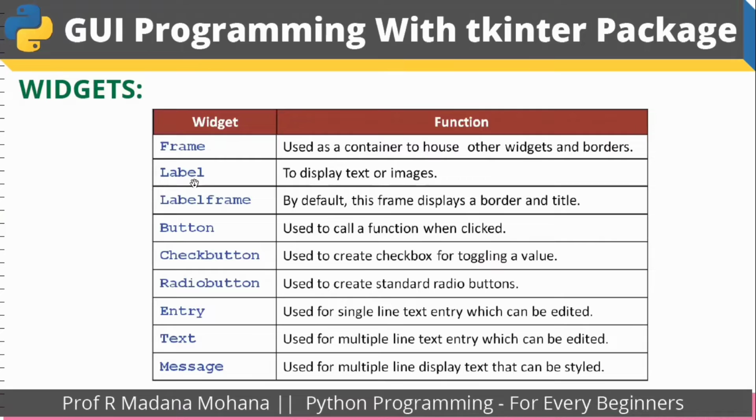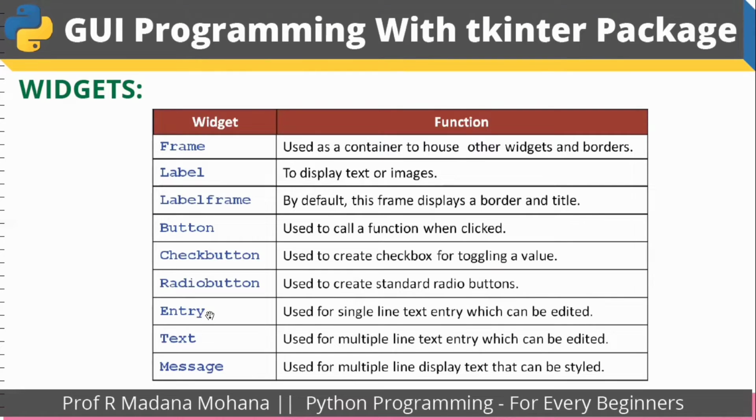Next one is Label, to display text or images. Next one is LabelFrame. By default, this frame displays a border and the title. Next one is Button, used to call a function when clicked. Then the next one is Checkbutton, used to create a checkbox for toggling a value. Then Radiobutton, used to create a standard radio button.